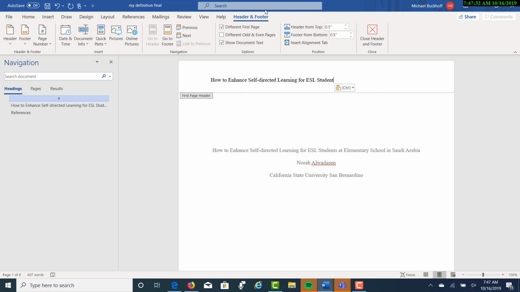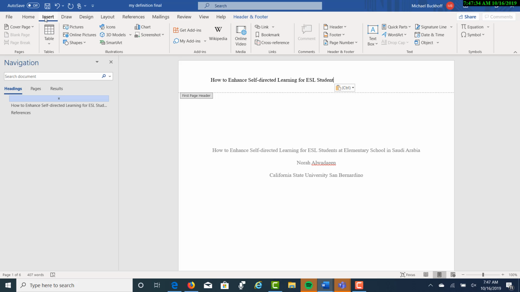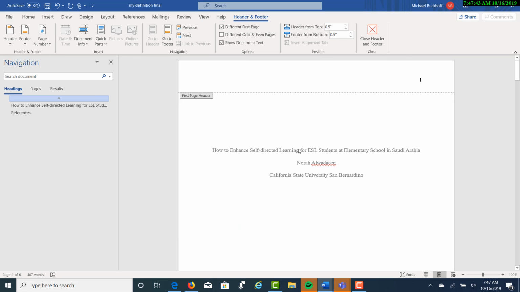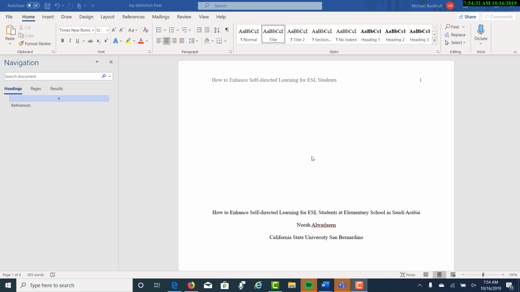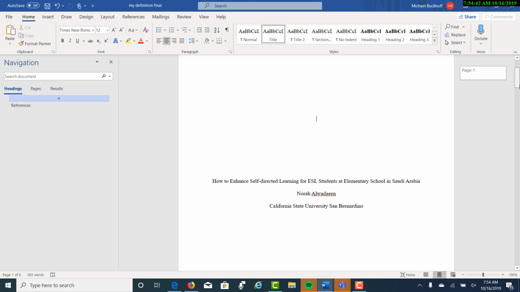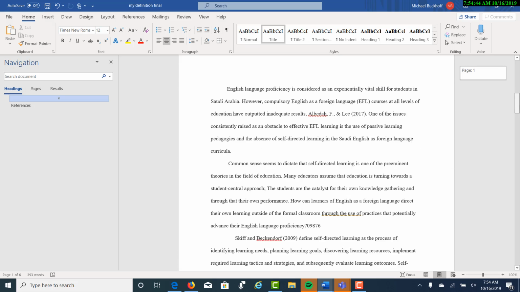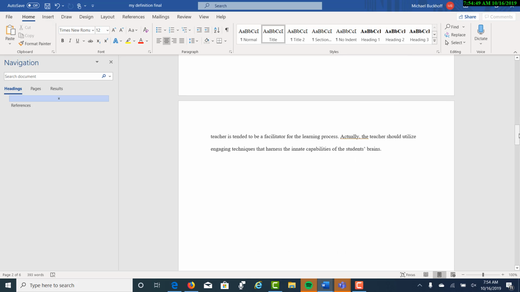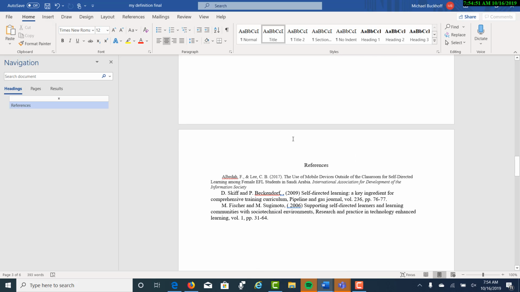But then we also want a page number. See what says page number? So let's put the top of the page over here. With your formatting, you want to take this idea here, this header. It's called a running header, how to enhance self-directed learning for ESL students, page 1. And then you want to continue that heading on every page at the top here, again here, and also with the works cited section.